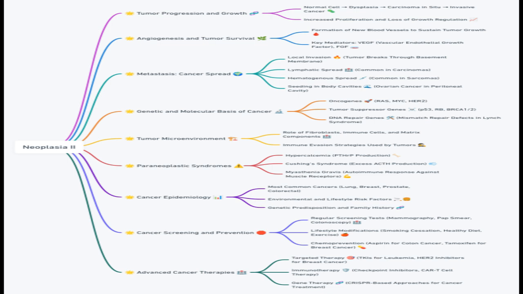variability in nuclear shape and size, and hyperchromatic nuclei. That's dark staining due to dense chromatin, and a high nuclear to cytoplasmic ratio. So there's loss of stratification and polarity. The cells appear disorganized with loss of normal layering.